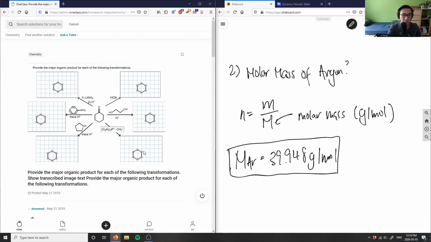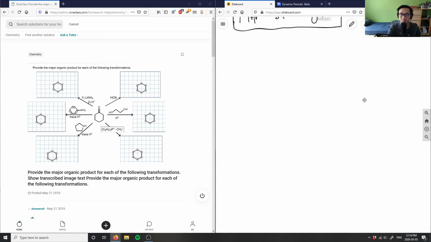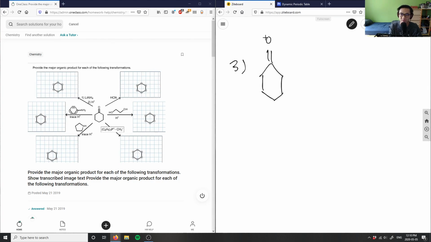All right, so it's asking us now. This is an organic chemistry question, so we're looking at number 3 here. It's asking, provide the major organic product for each of the following transformations. So we basically have one guy here, a cyclohexanone, so we have a ketone group.